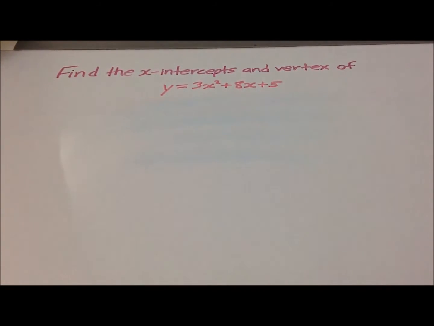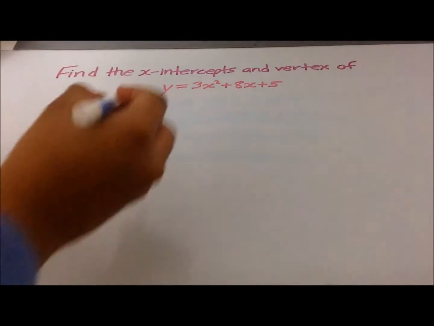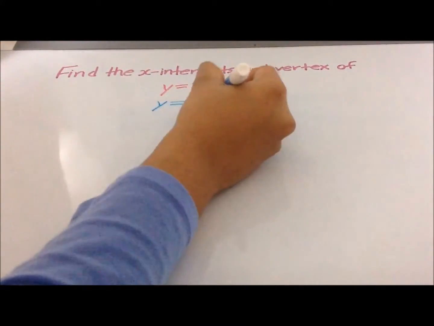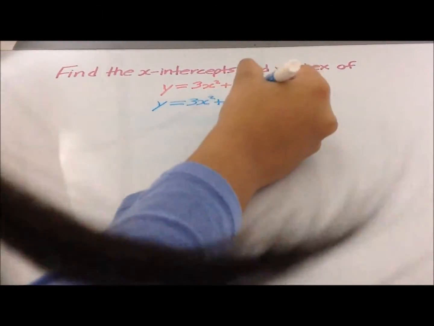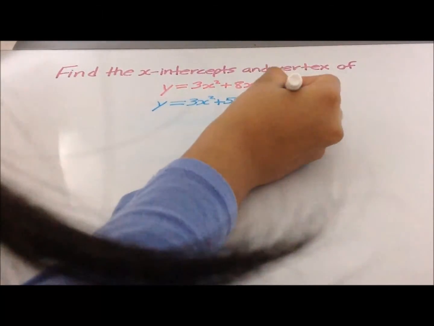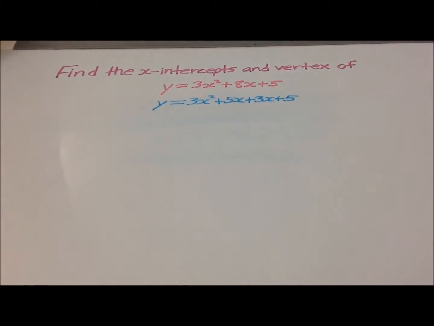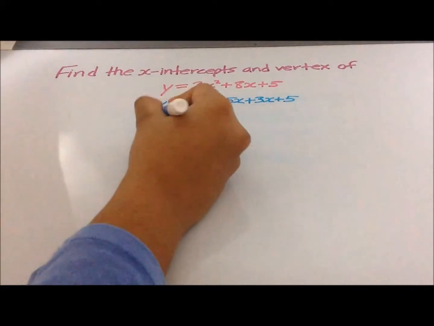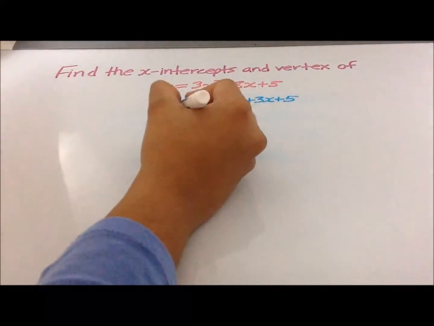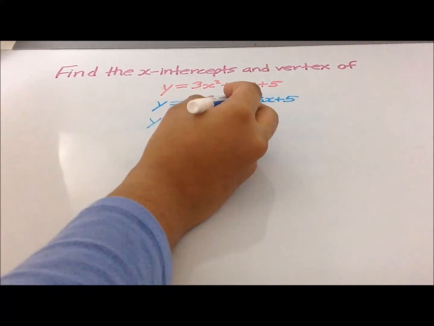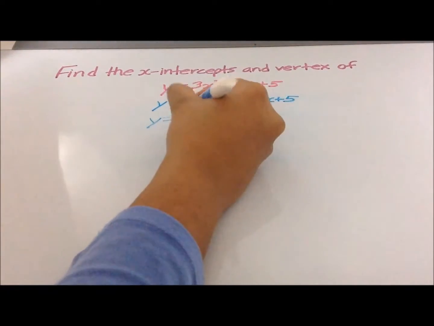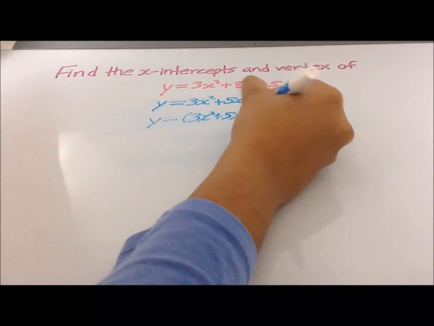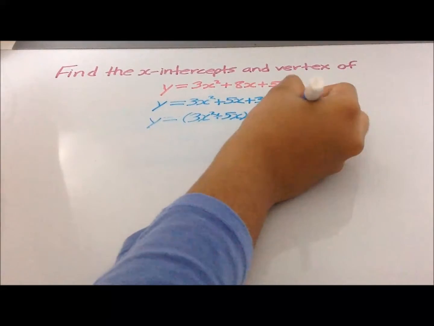Now that we know those two numbers, we can factor this equation. So it would now be y equals 3x squared plus 5x plus 3x plus 5. Next, we can group these numbers. So it would now be y equals, so we would group 3x squared plus 5x and 3x plus 5.